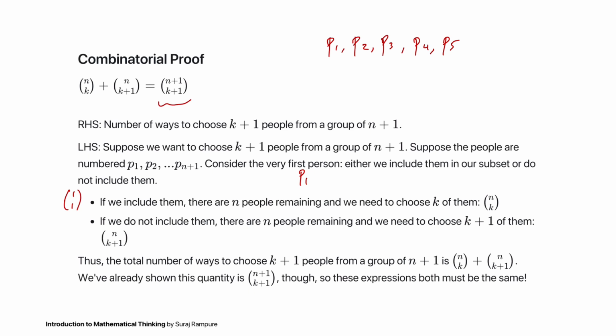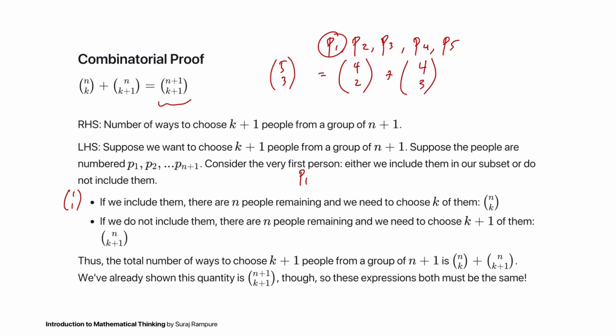So for example, if we just had 5 people, P1, P2, P3, P4, and P5, right? The number of ways to choose, of these 5 people, choose 3 of them is 5 choose 3, right? Now, consider the first person. If we include them in our subset of 3 people, how many people are remaining? 4. And how many do we still need to choose? 2, right? Because we've already counted one of our 3 people. If we don't include this person, person 1, we still have 4 people remaining, but now we need to take 3 of them, because person 1 is not included in our subset.